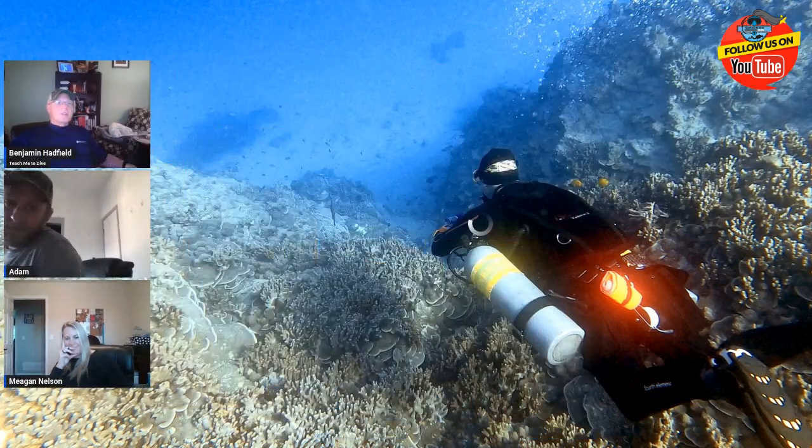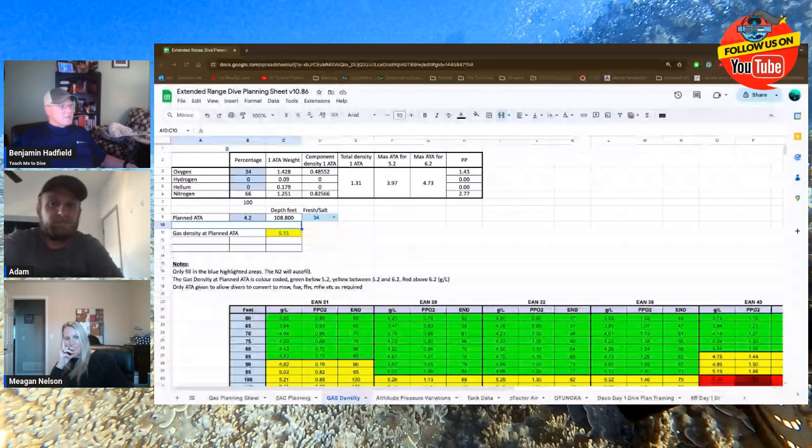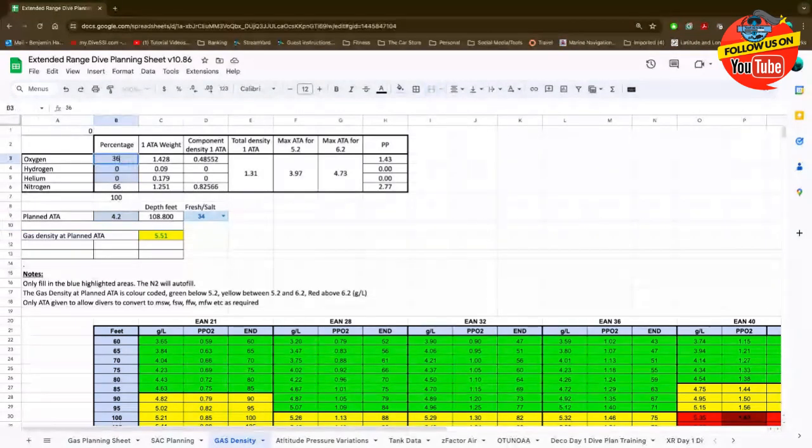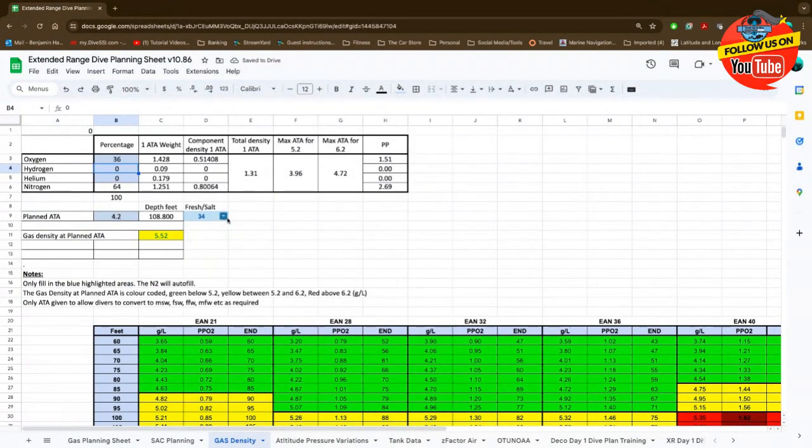And so I've got this really cool spreadsheet that I use, and I've spent a lot of time on the stupid spreadsheet. So don't judge me. I'm a spreadsheet guy. So as we look at this, we can start putting in some basic ideas. This is my gas planning software for hypercapnia and gas density. So if we wanted to do a dive, we're going to dive 36% nitrox to 108 feet in fresh water. That's 5.52 grams per liter.